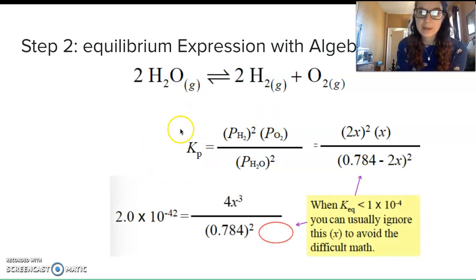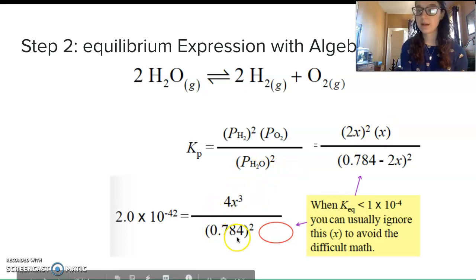We have a Kp value given in the problem of 2.0 times 10 to the negative 42. Then we can use algebra to set up, reduce, and simplify the numerator and the denominator. So for the numerator, 2x squared becomes 4x squared, times x is going to be 4x cubed.